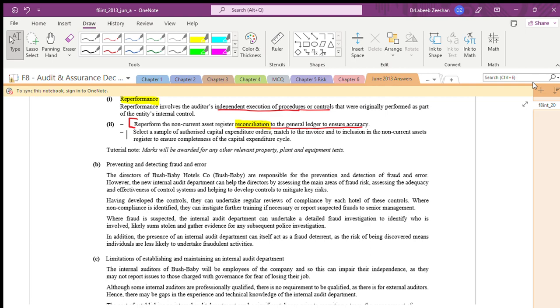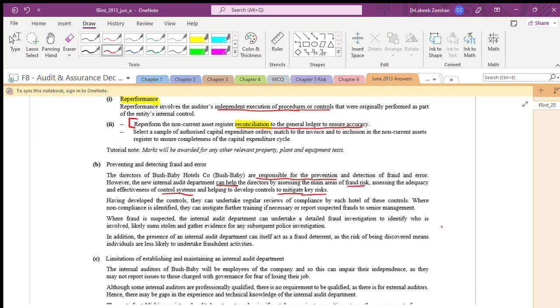What we have to do? The directors of Bush Baby Limited are responsible for the prevention and detection of the fraud. However, the new internal audit can help. It can only help the directors in main areas in terms of fraud risk advocacy, in terms of control systems, and developing controls to mitigate any risk. Okay, see the things. The directors of Bush Baby are responsible for prevention and detection of the fraud.